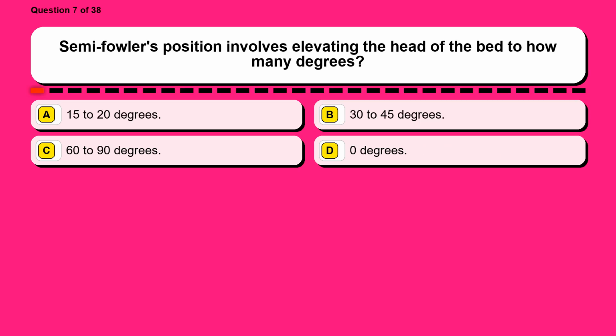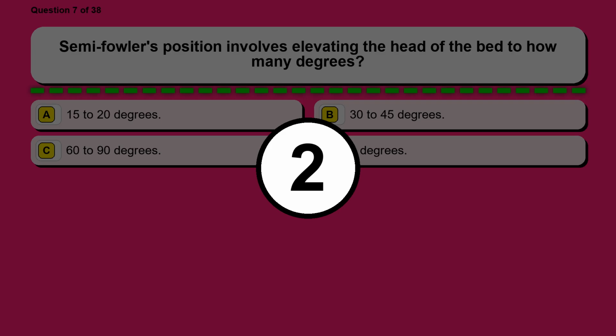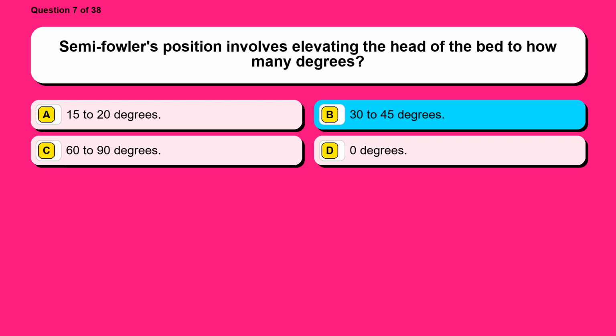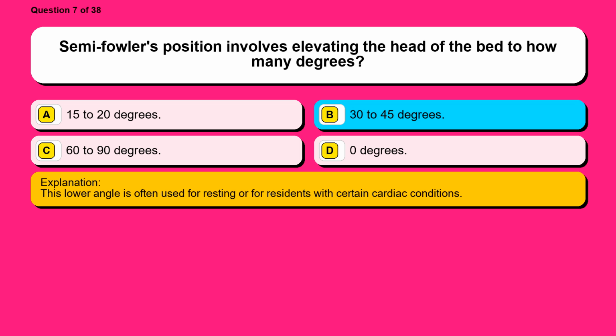Question 7. Semi-Fowler's position involves elevating the head of the bed to how many degrees? Option A. 15 to 20 degrees. Option B. 30 to 45 degrees. Option C. 60 to 90 degrees. Option D. 0 degrees. The correct answer is option B. 30 to 45 degrees. This lower angle is often used for resting or for residents with certain cardiac conditions.